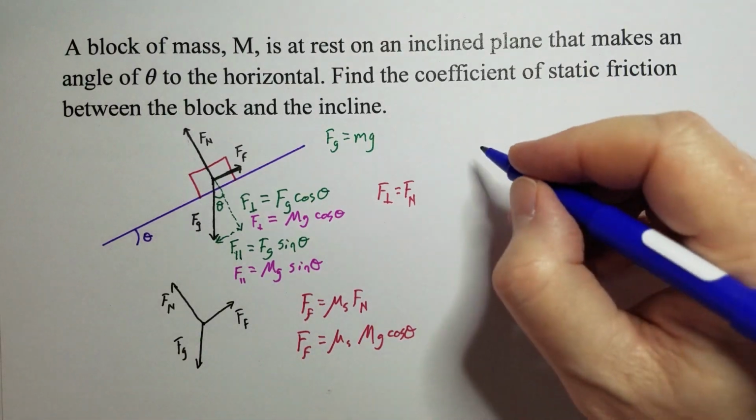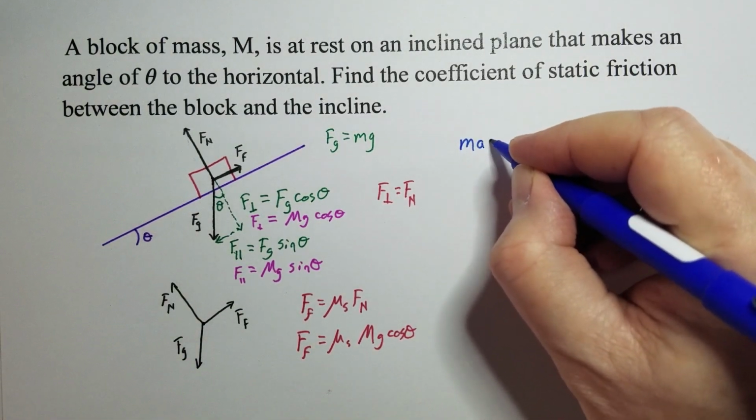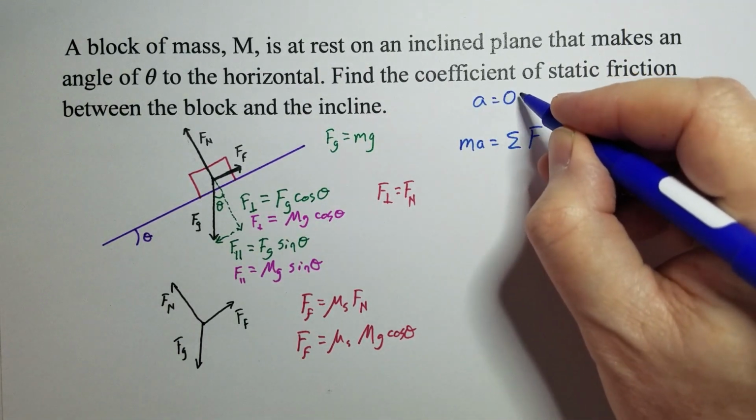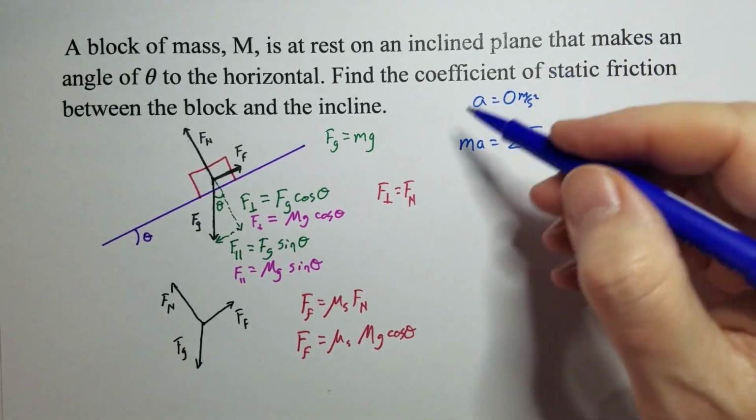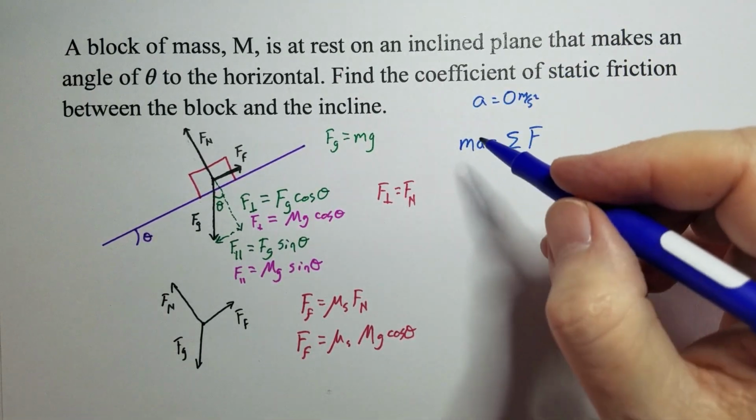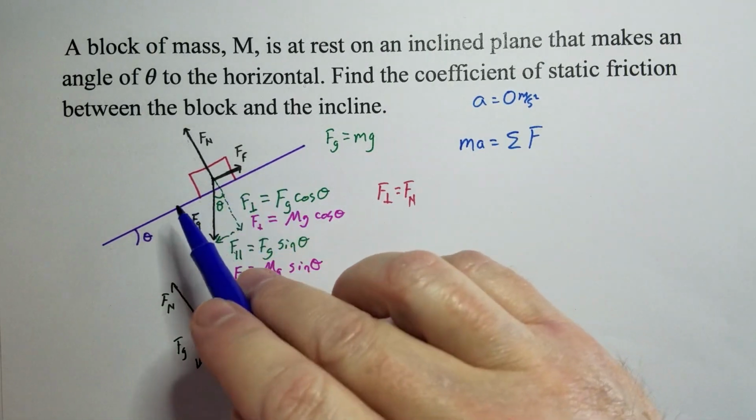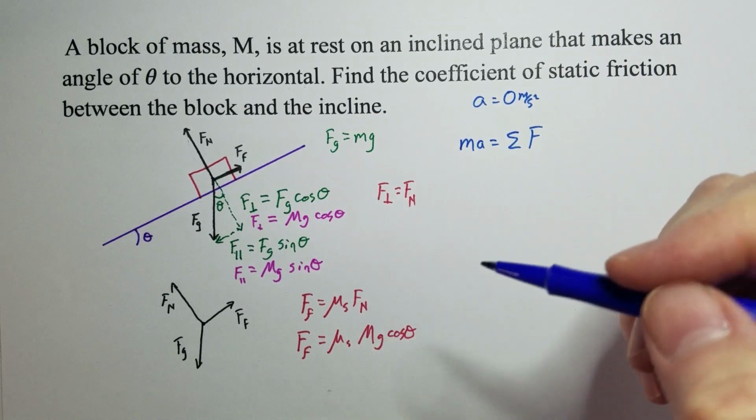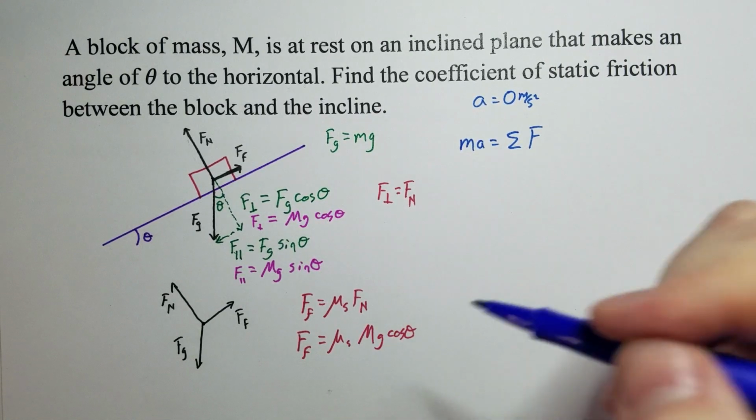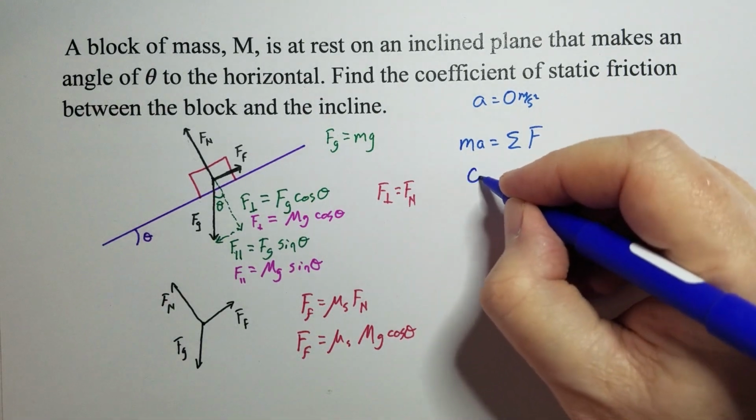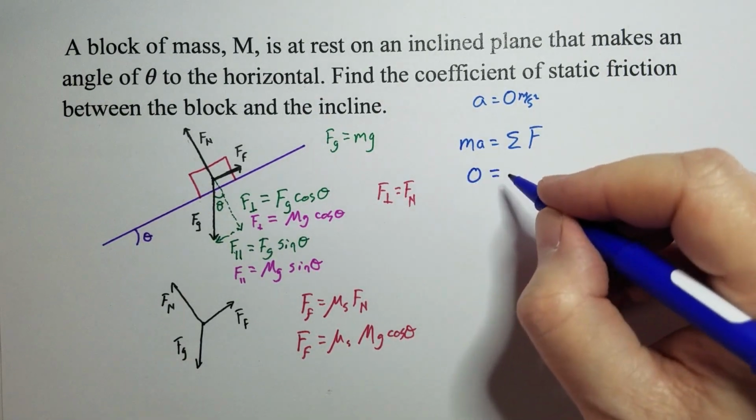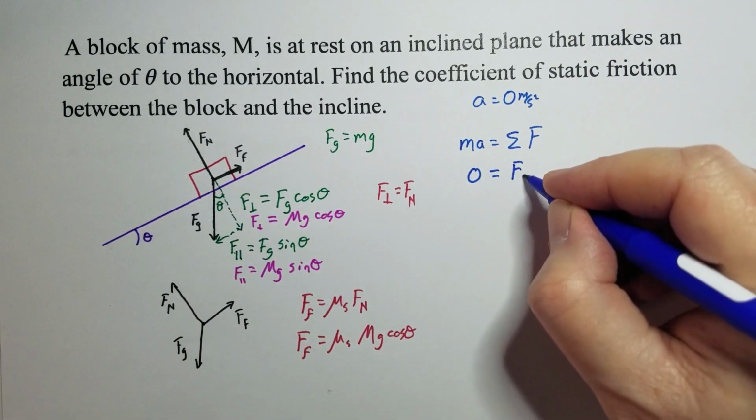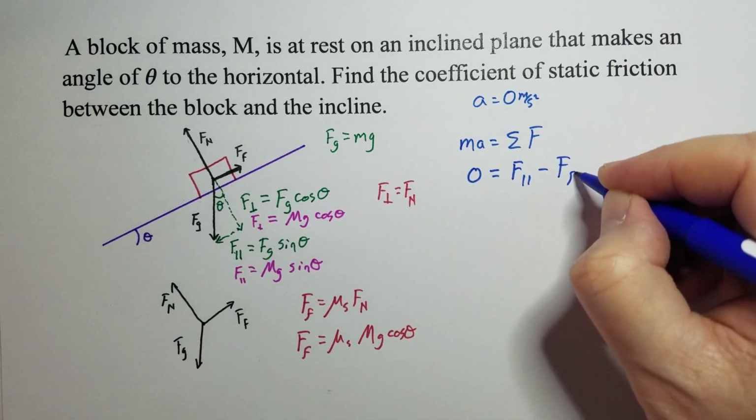Now, since this is at rest, if we do ma equals the sum of the forces, well, a is going to be equal to 0 meters per second squared because it's stationary, it's not moving. Now, this will also work if the block is sliding down the ramp at a constant speed, but then it'll be kinetic friction here, not static friction. So the coefficient will change subscripts. But so this will be 0, and we have the component of the object's weight going down the ramp, so that's the force parallel, minus the force of friction.